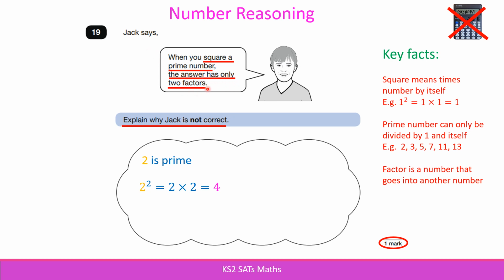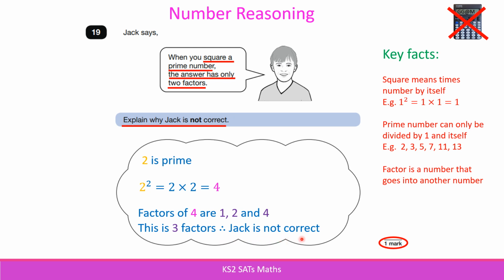Or Jack says it will only have 2 factors, and we've got to say why it is not correct. So the factors are the numbers that go into 4. So 1 times 4 is 4. But we also know 2 goes into 4 because it's a square number. So that means the factors of 4 are the numbers 1, 2 and 4. Now this is 3 factors, 1, 2, 3. So therefore, these 3 little dots here mean therefore Jack is not correct.